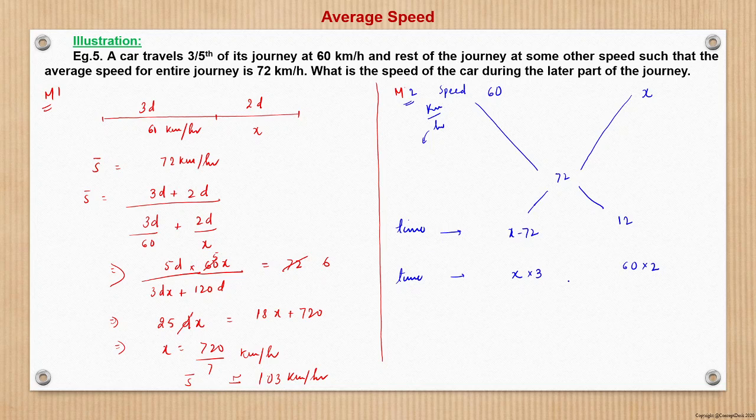So now since both are time axes and both should be equal, these two ratios should be equal. So that is (x minus 72) upon 12 is equal to 3x upon 120. Here it cancels out 10 times, so we can solve this. It is 10x minus 720 is equal to 3x. So from here we can say x is equal to 720 upon 7 kilometer per hour. Right. So this is pretty easy, I mean quite easy.